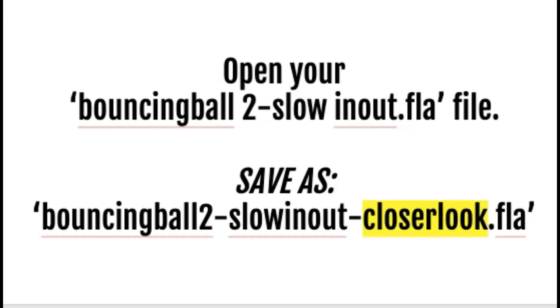Open your Bouncing Ball 2 slowinout.fla file. We want to keep this file as it is, so we are going to make a duplicate. We're going to make a copy of this by clicking Save As in the File menu and adding the words Closer Look to the end of the file name.